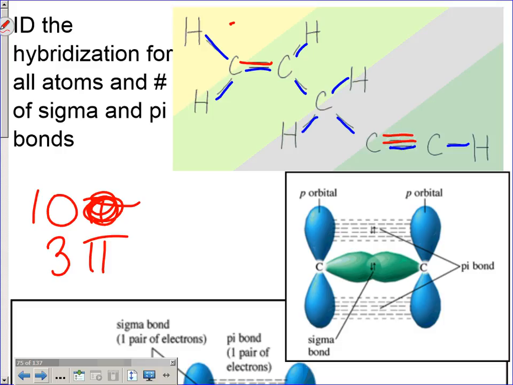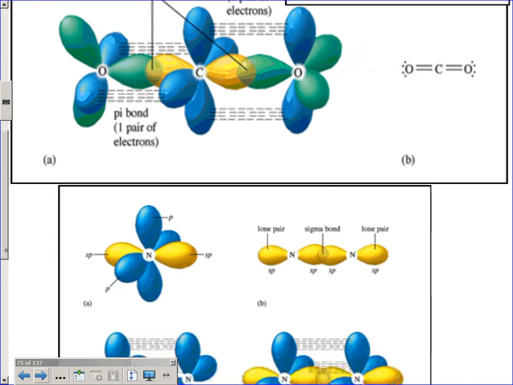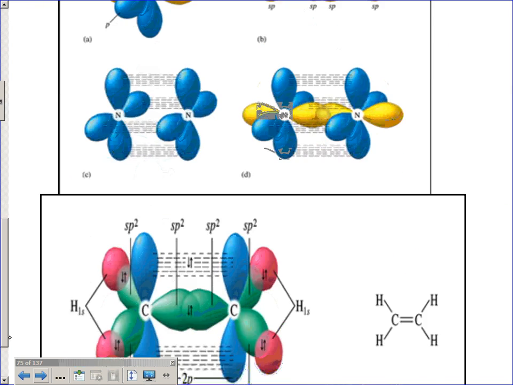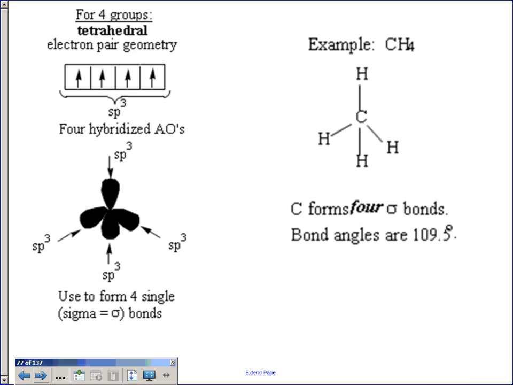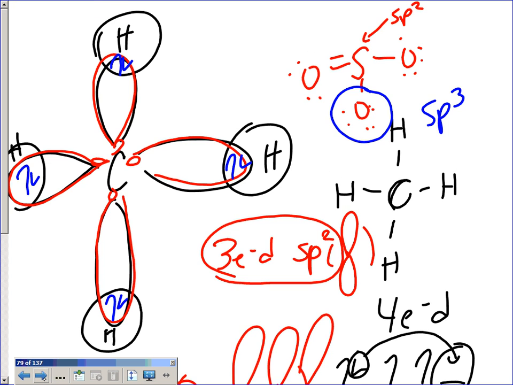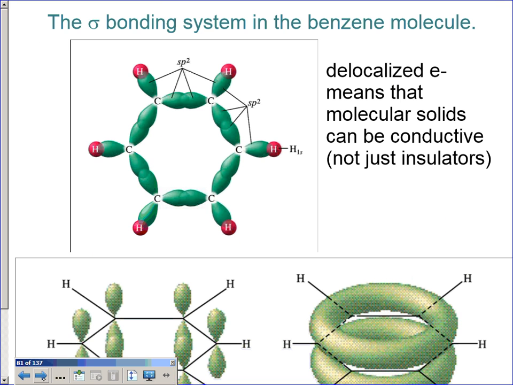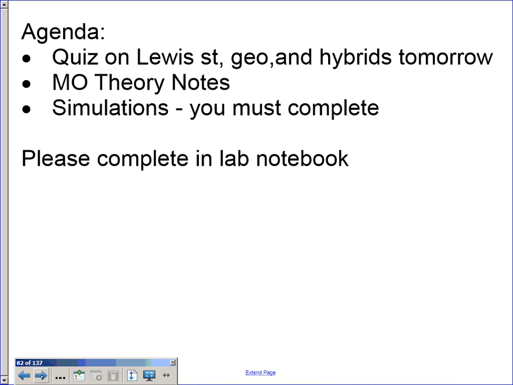Okay. Do you feel a little bit better from the beginning? Yes. All right. These are all great overlaps. Ooh, triple bond. Lots and lots of examples.